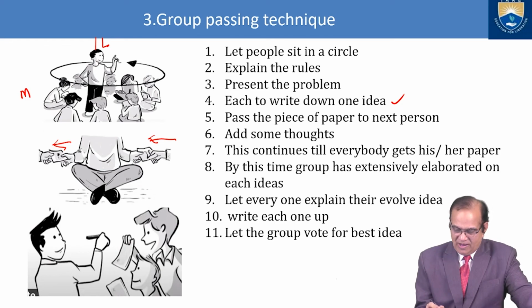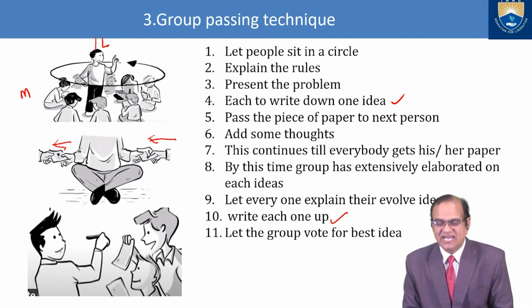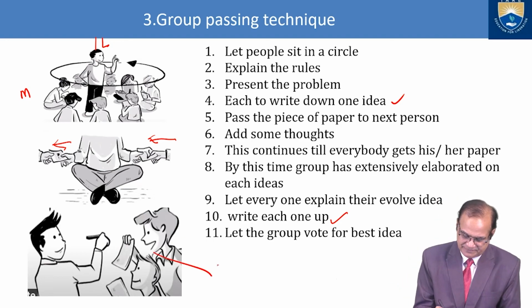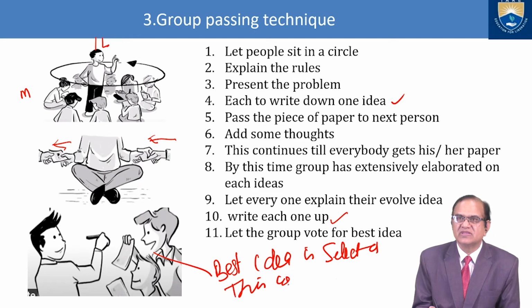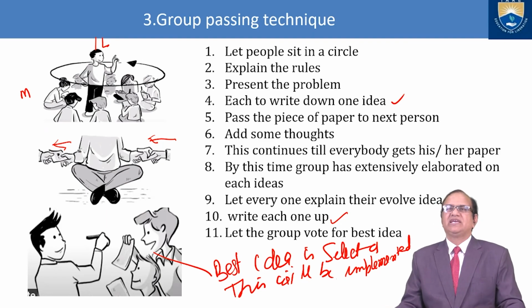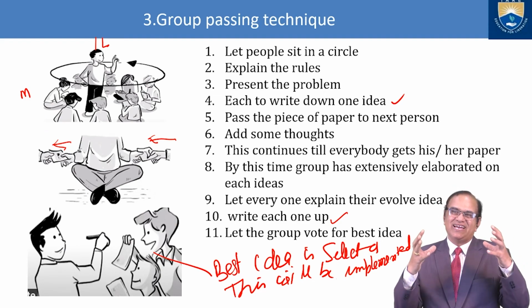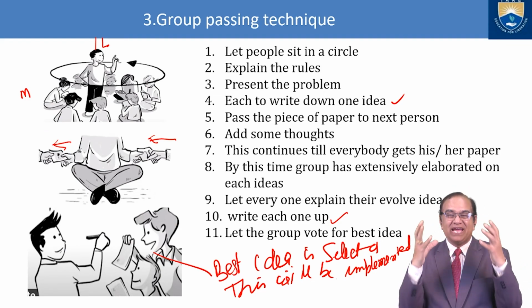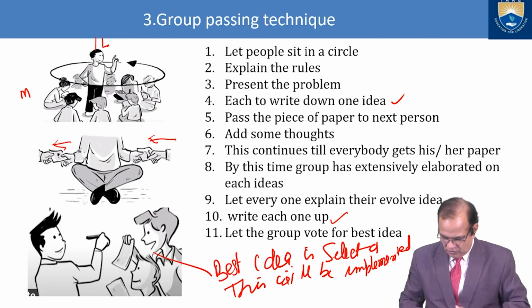Write each one up. Then let the group vote for the best idea. Out of this, the best idea is selected and this will be implemented. So like this you have to perform, and now your brainstorming session is working nicely and you got the best idea, whatever you can do in your group.